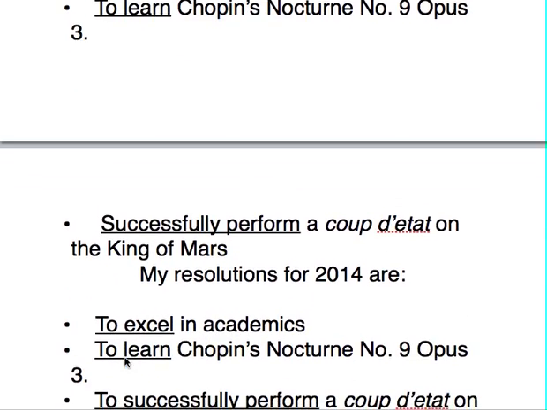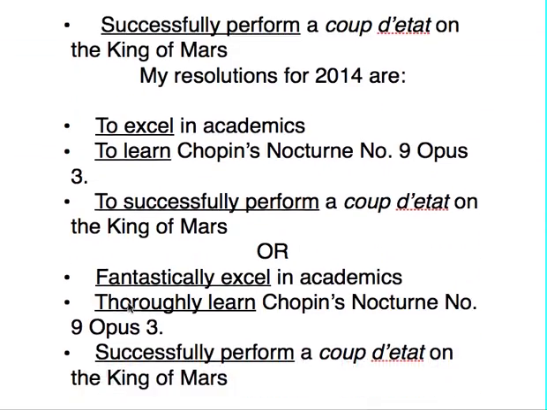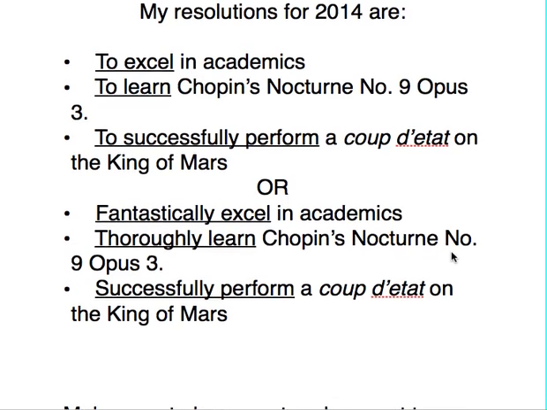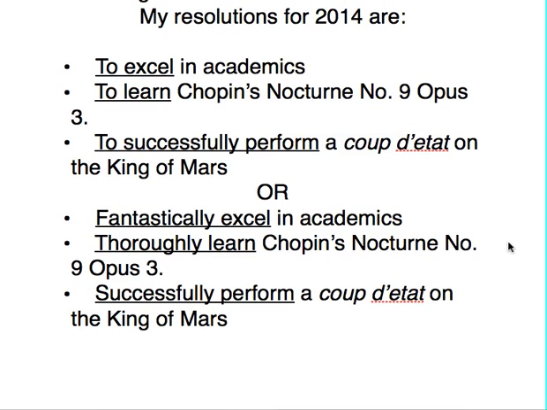Here is a fixed list of both. My resolutions for 2014 are to excel in academics, to learn Chopin's Nocturne No. 9, Opus 3, and to successfully perform a coup d'état on the King of Mars. Or you could write this as fantastically excel in academics, thoroughly learn Chopin's Nocturne, and successfully perform a coup d'état on the King of Mars. In this case, the first list uses all verbs in the infinitive form, while the second uses adverbs paired with verbs.